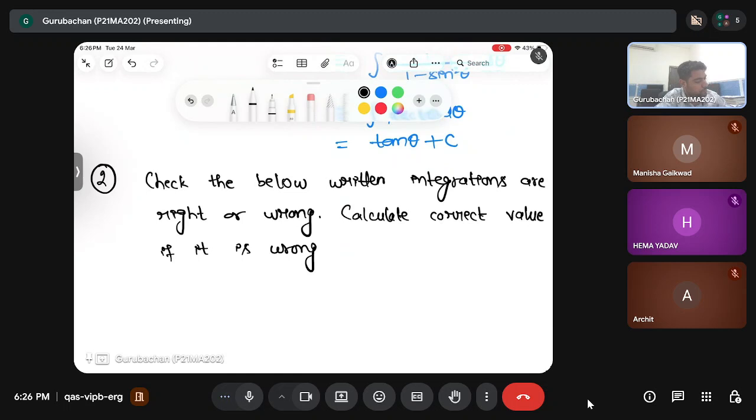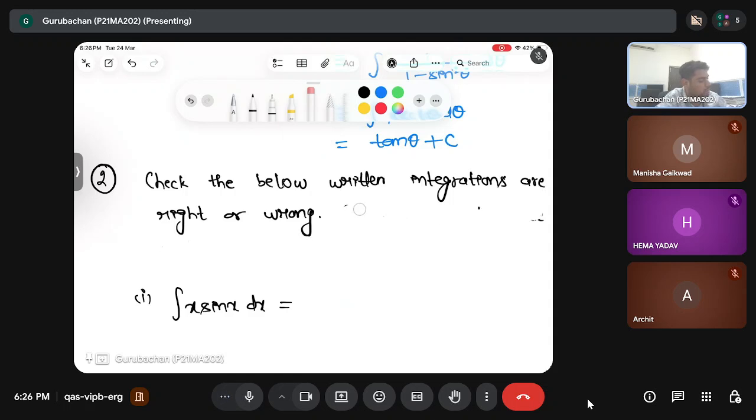So first one is, suppose I'm giving you x sin x dx. Just give me the reason. Don't need to calculate it, because you don't know all the exact tools.